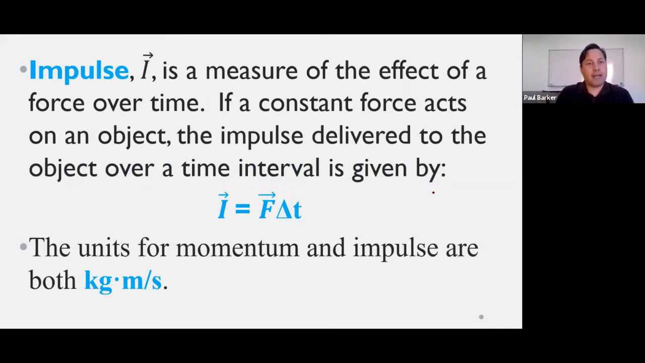So what is impulse? Impulse, whose symbol is I, is a measure of the effect of the force over time. If a constant force acts on an object, the impulse delivered to the object over a time interval is given by this equation, where I equals force times time. So the amount of force you're applying times time gives you the impulse. The unit for momentum and impulse are both the same, kilograms times meters per second.